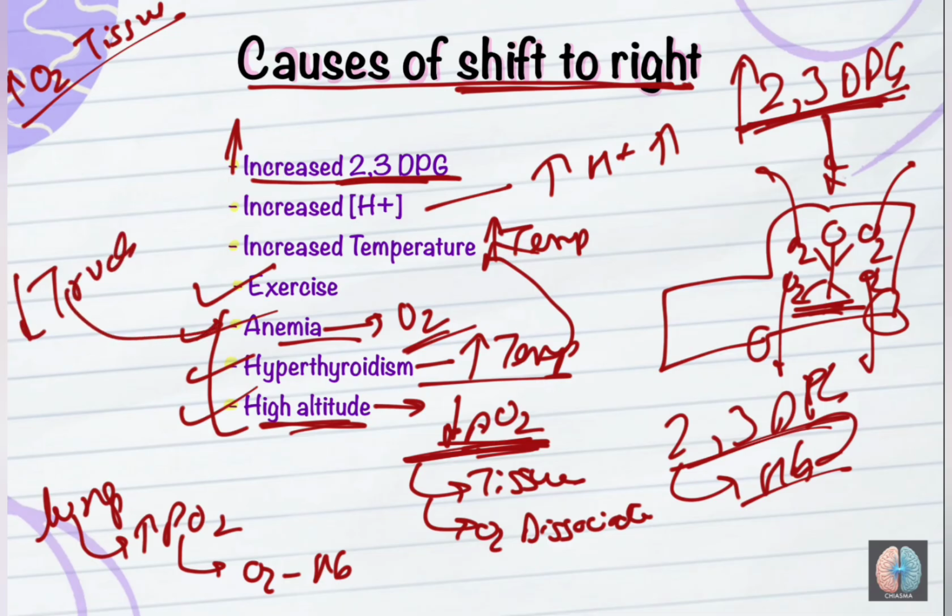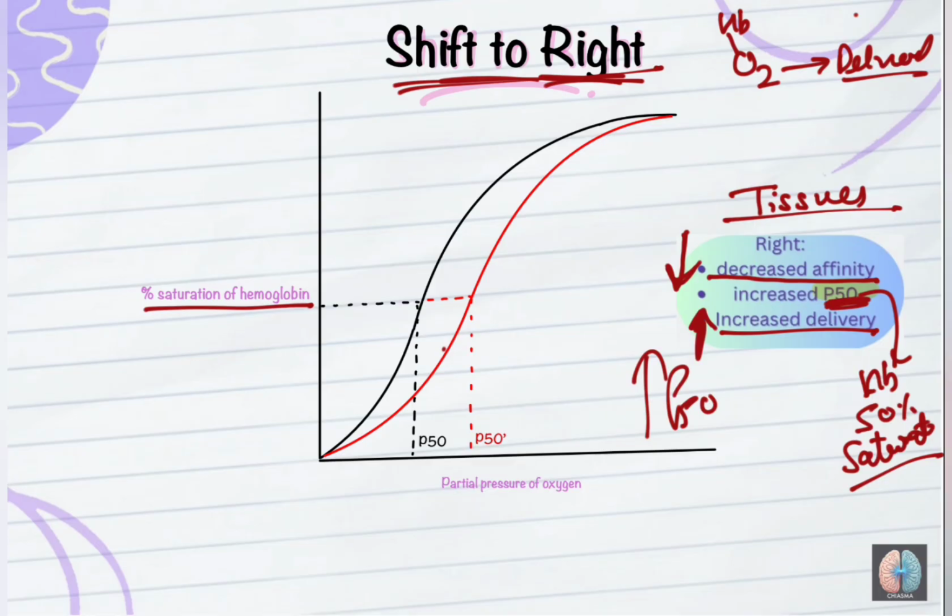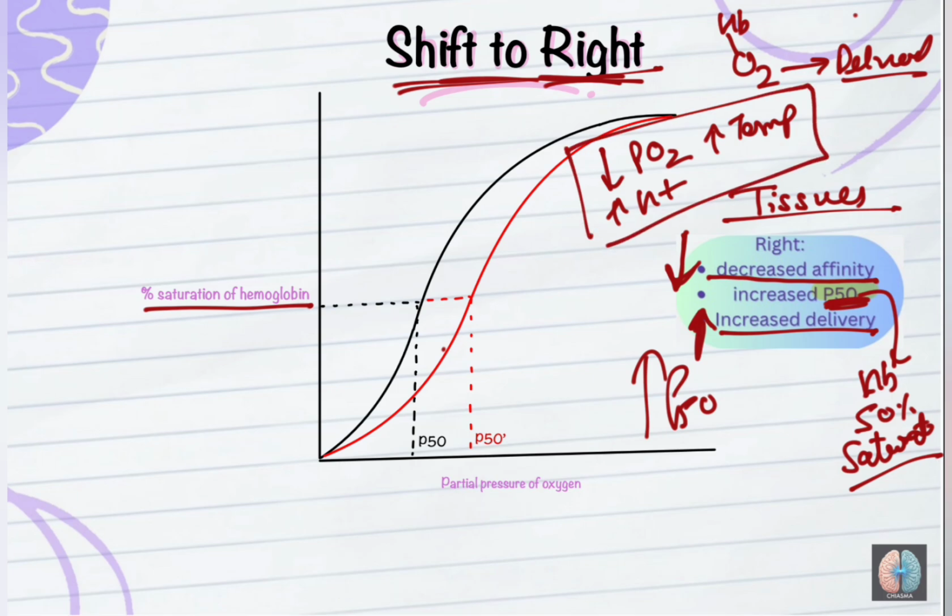So whatever e-rickshaws we have, we need to deliver as much oxygen to the tissues, so to prevent the hypoxia. Hypoxia means decreased oxygen delivery to the tissues. So less and less oxygen is getting delivered in anemia. So we need to increase it. That is why the graph will shift to the right in case of anemia. Alright, and we should also remember that it is the decreased PaO₂ and increased H plus and increased temperature. These three things cause the graph to shift to the right.